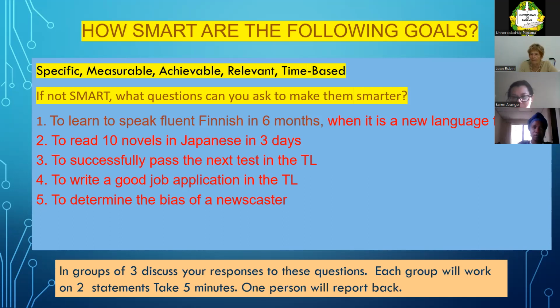Are you ready? Yes, I also have another question. What do you mean in the last one with bias? Bias of a newscaster. You know the term in Spanish, Veronica, bias? Sorry to put you on the spot. Okay, you put me on the spot. All right.